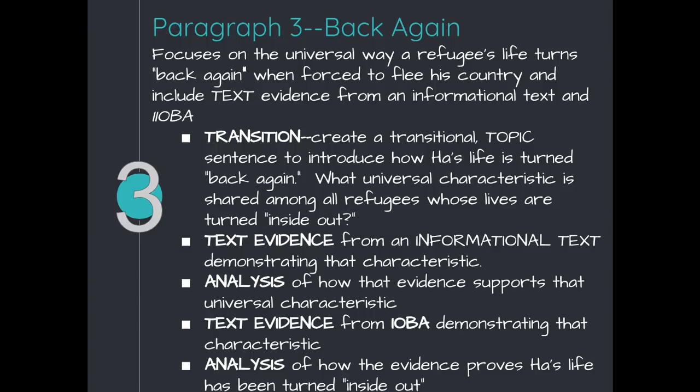So you're going to, again, want to start with that transitional sentence, okay, telling how Ha's life has been turned back again and that universal characteristic, pulling your text evidence, your direct quotes from one of the informational texts we've read, as well as from Inside Out and Back Again. So in those text evidences, you really want to make sure that you're showing how it demonstrates the characteristic through your analysis. Be very specific in your analysis.